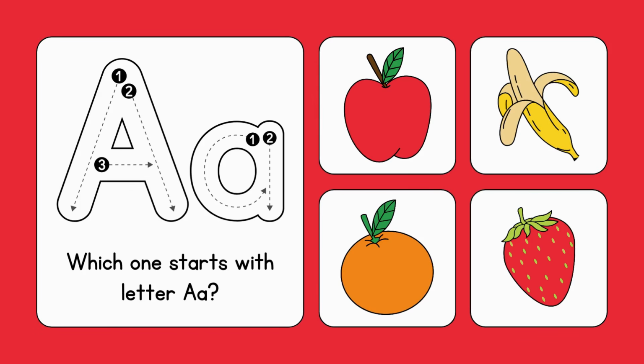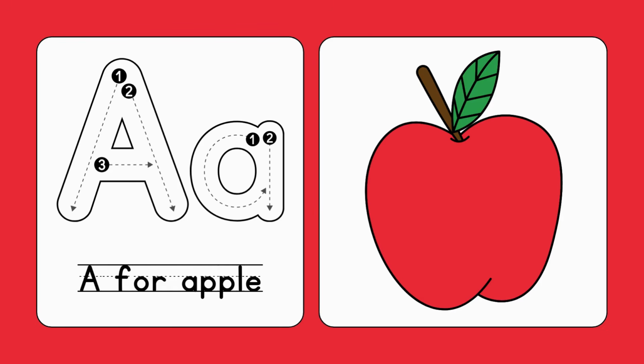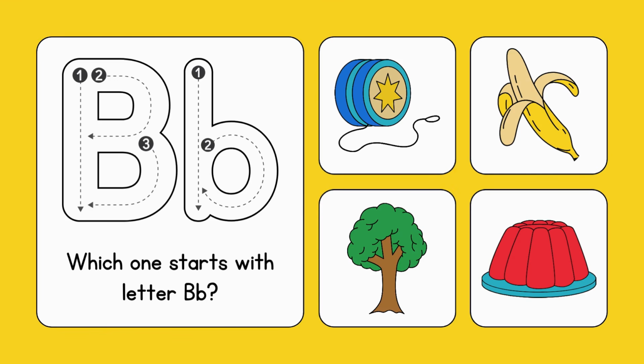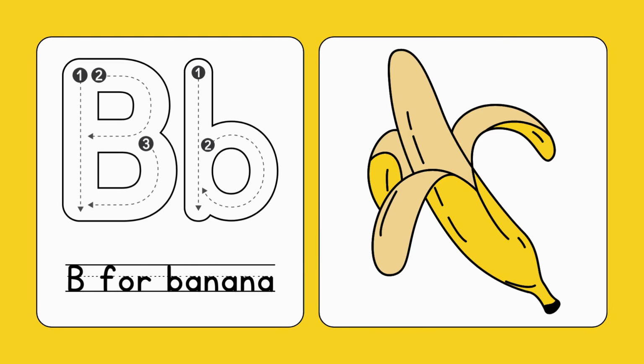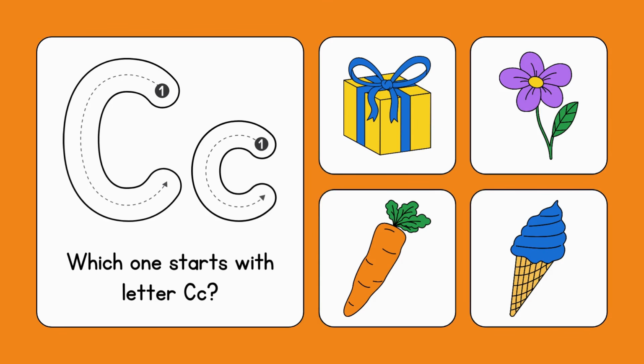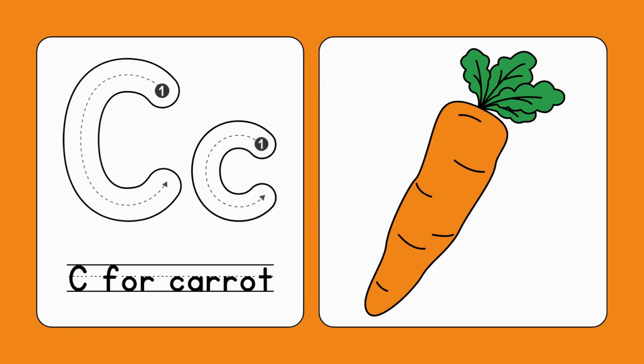Which one starts with letter A? Apple. A for apple. Which one starts with letter B? Banana. B for banana. Which one starts with letter C? Carrot. C for carrot.